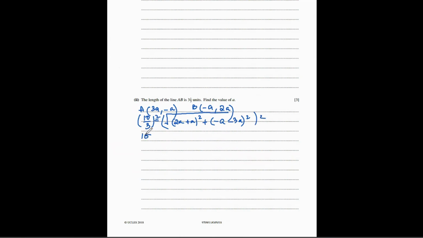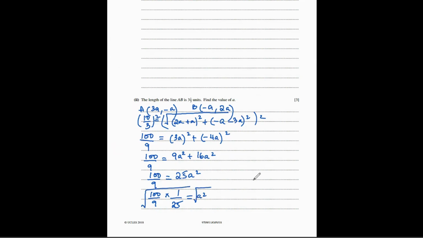That's going to be 100 over 9 equals (3a) whole square plus (negative 4a) whole square. That's 9a square plus 16a square. 100 over 9 equals 25a square. 100 over 9 times 1 over 25 equals a square.